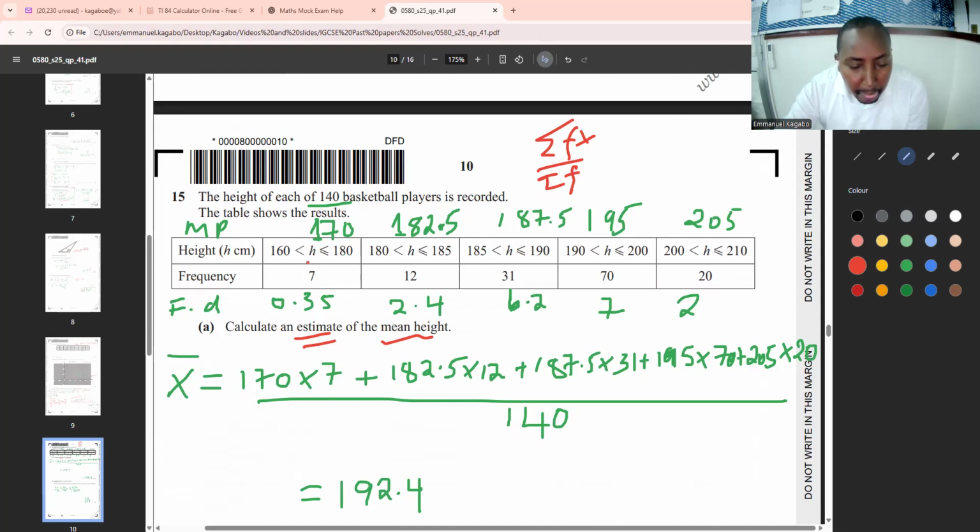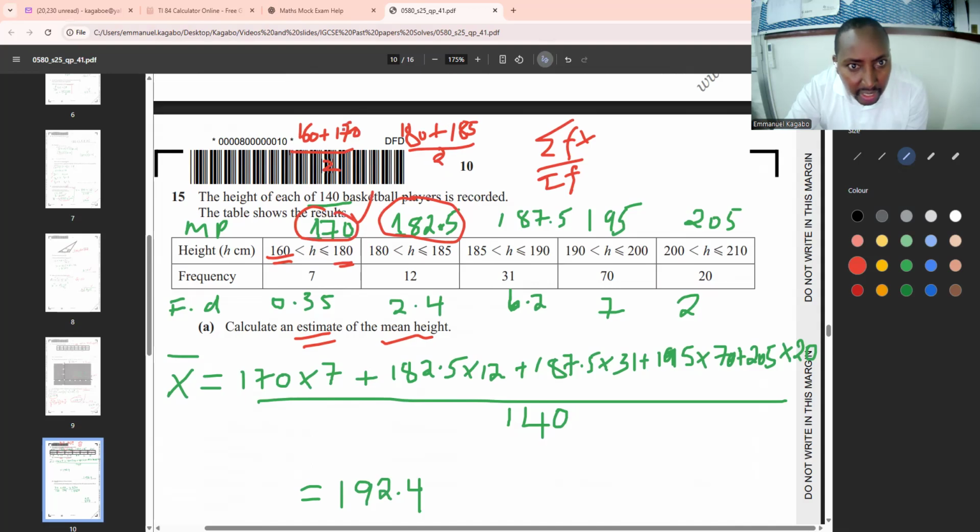So here, I don't have x, I have to find the midpoint. So the midpoint is this one plus this. So I can do it here: 160 plus 170 divided by 2. That's why I'm getting the midpoint. You do the same thing here: 180, the next class, plus 185 divided by 2. That's where I got this. Do you understand, guys? That's where I got 170.